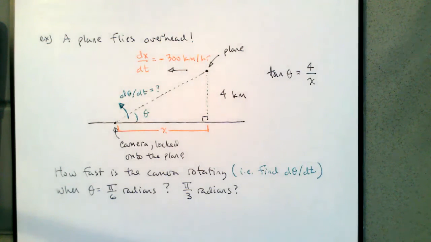So when I say when theta is pi over 6 radians, we can figure out what the horizontal distance x is. And when theta is pi over 3 radians, we can once again figure out what x is. Moreover, we have a relationship between the two quantities. We have a relationship between the two rates, dx dt and d theta dt. Any questions?